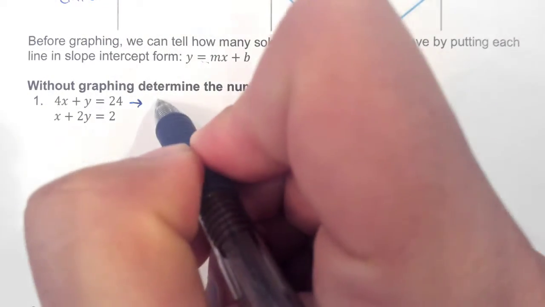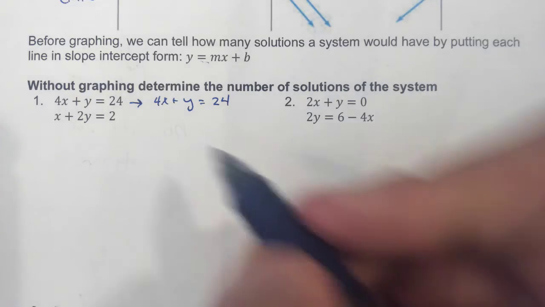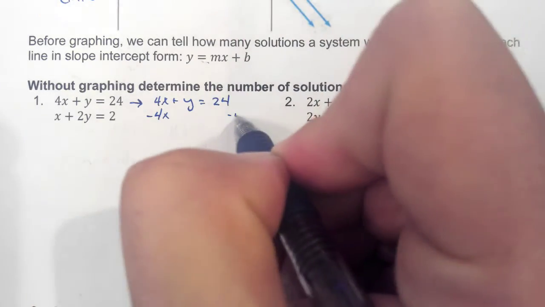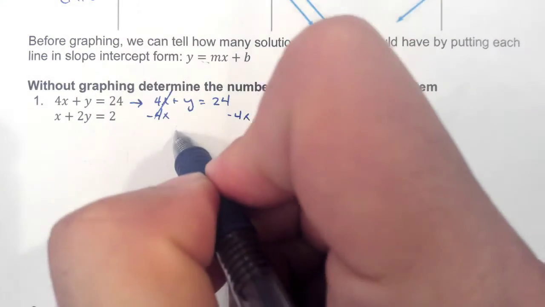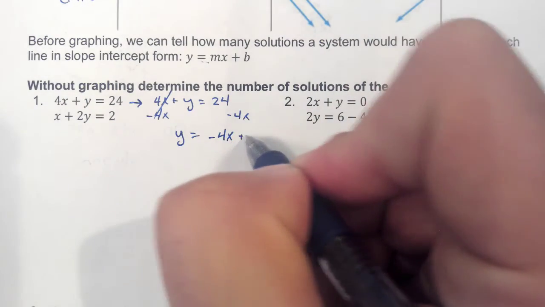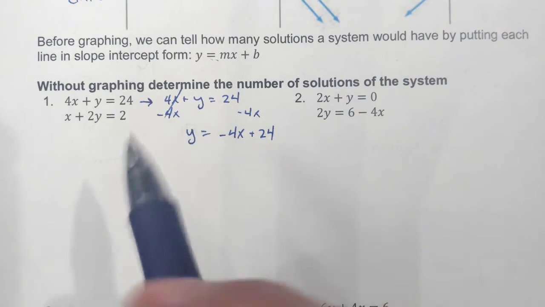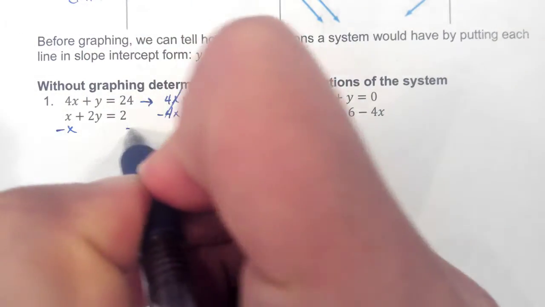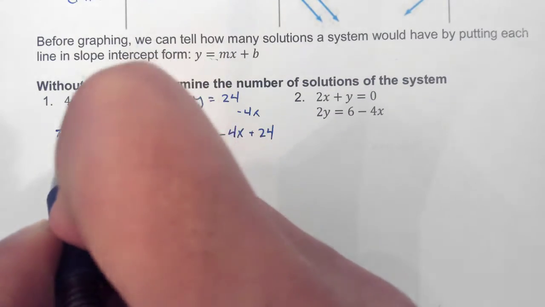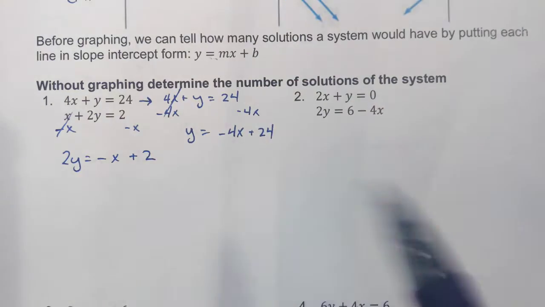So let me rewrite this one over here. 4x plus y equals 24. Very easy to solve that for y. You just have to subtract 4x from both sides of the equation, and we get y equals, flip that around, negative 4x plus 24. Okay, it's in slope-intercept form, nice and easy. Second one takes 2 steps. First, subtract the x. Those cancel. So I have 2y equals, flip that around, negative x plus 2.